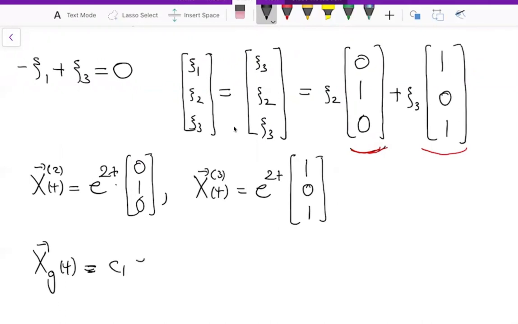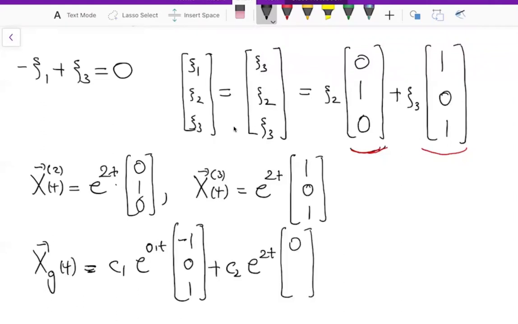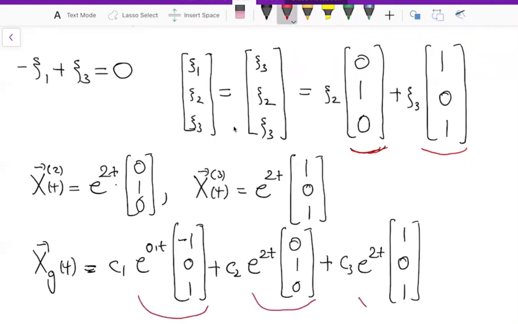So then our general solution will be e to the 0t times minus 1, 0, 1, plus C2 e to the 2t times 0, 1, 0, plus C3 e to the 2t times 1, 0, 1. So we were able to write 3 solutions, even though repetition occurs. Repetition may occur for the eigenvalues. As long as you find enough eigenvectors to write solutions, you will be able to write the general solution. Again, I'm leaving the Wronskian check to you here.